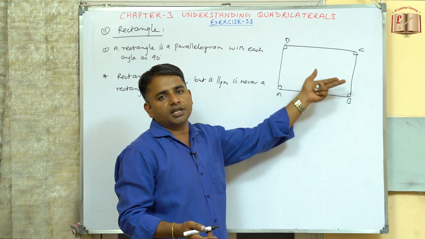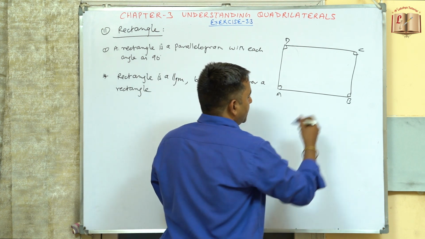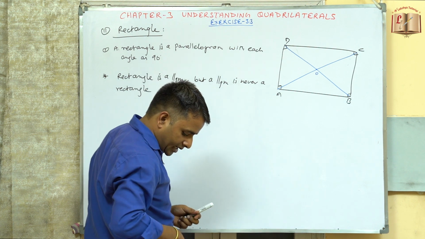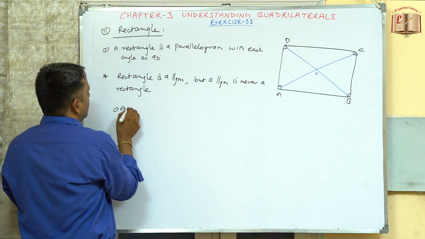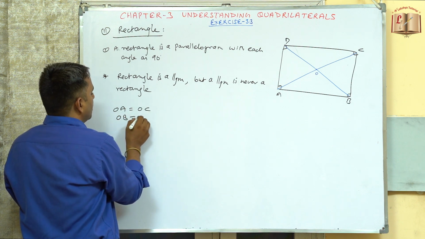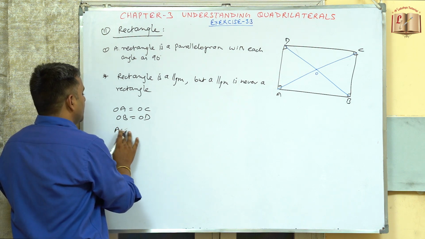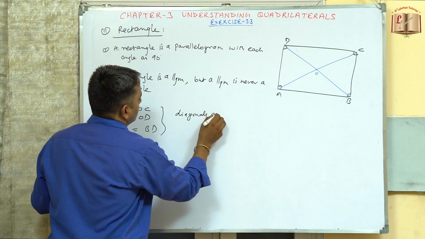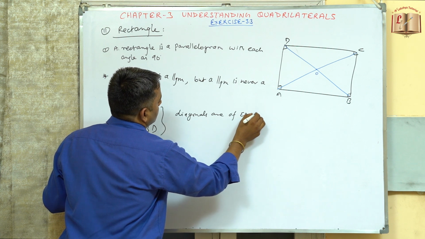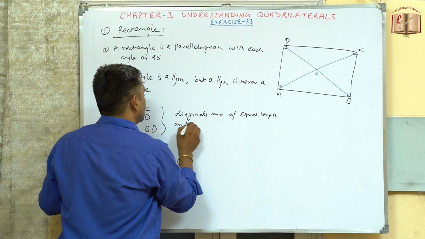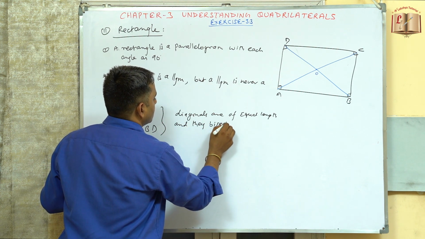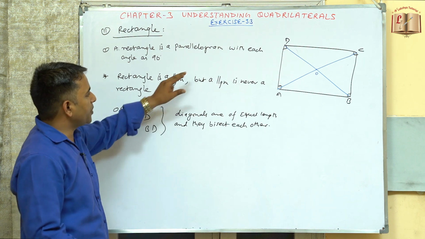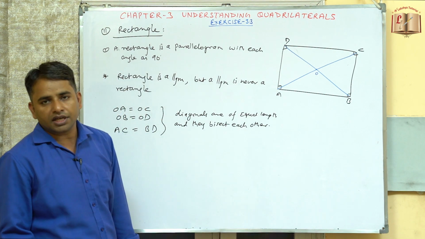In a parallelogram, opposite sides were parallel and equal, and here too they will be parallel and equal. This is different in the case of diagonals. In the case of a rectangle, the diagonals also bisect each other, but the diagonals will be of equal length. Here OA will be equal to OC and OB will be equal to OD and diagonals will be equal, means AC will be equal to BD. So diagonals are of equal length and they bisect each other. So this rectangle holds all the properties of a parallelogram.